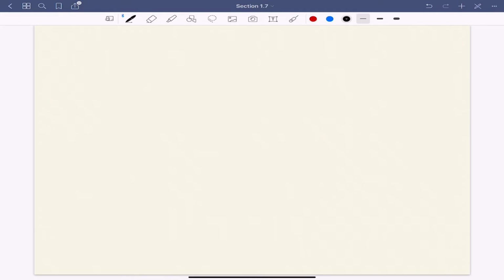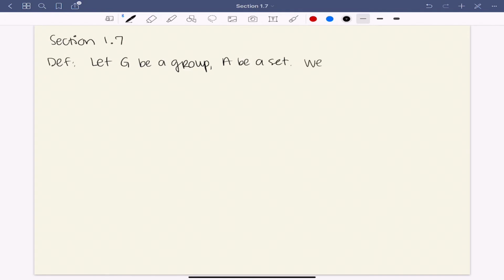This video is about group actions, which is section 1.7 in Dummit and Foote. I'm going to begin with the definition, so I'm going to let G be a group and A be a set. We say that G acts on A, which I will often denote by G round arrow A. So the round arrow is for the action of G on A.